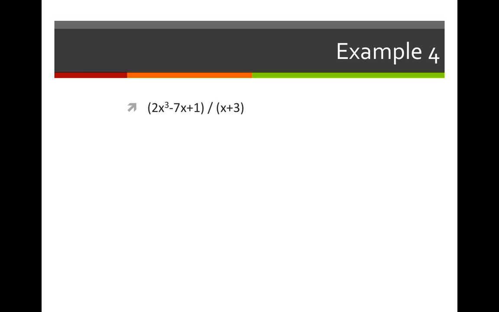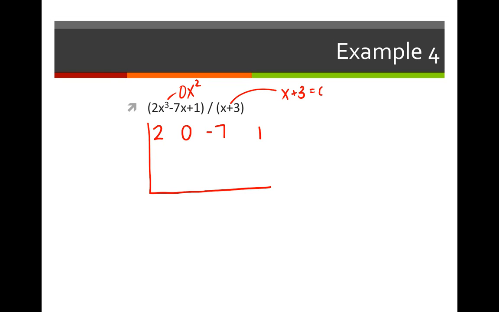Okay, so in this example, again, when I look, I'm missing my x squared term. So my coefficients are going to be a 2x to the third, 0x squared, negative 7x, and 1. And then I've got x plus 3 equals 0. So my 0 is negative 3 on the outside.